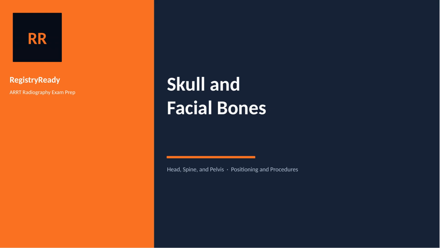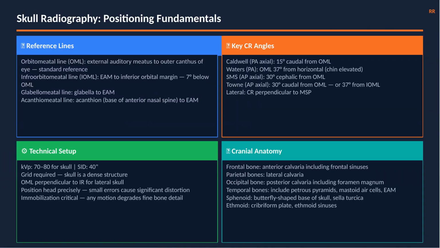Positioning Lesson 11 is skull and facial bones. 15 minutes covering all the reference lines, the major skull projections, facial bone views, mandible, nasal bones, orbits, and all 4 paranasal sinus views. Skull positioning is systematic. Once you know the reference lines and CR angles, every view follows from the same framework.